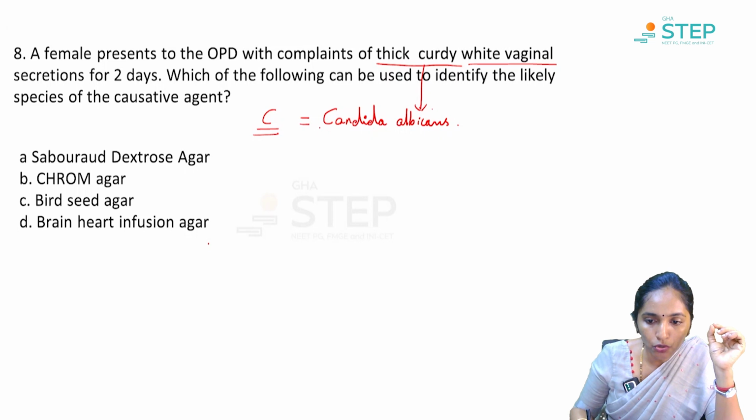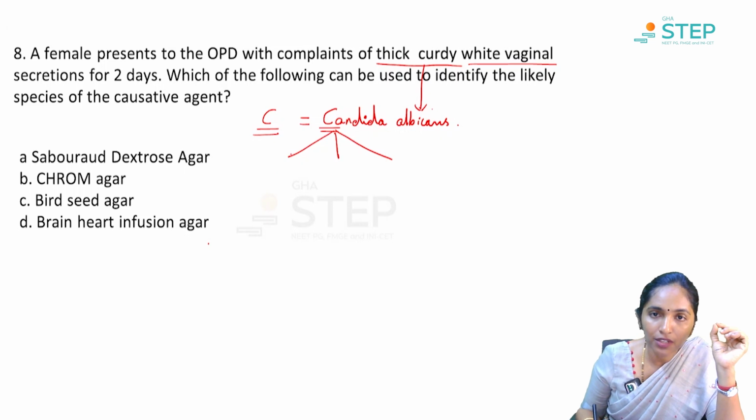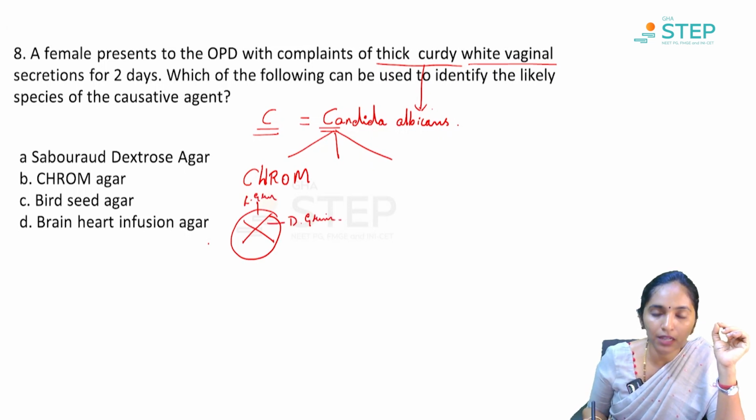So what we should know about this Candida is other C's also. The very first C of Candida is that you can speciate it on what is known as CHROM agar. CHROM agar is an agar which produces different colored colonies, say light green, dark green. So different species of Candida produce different colors on this CHROM agar. So that is mainly for speciation.